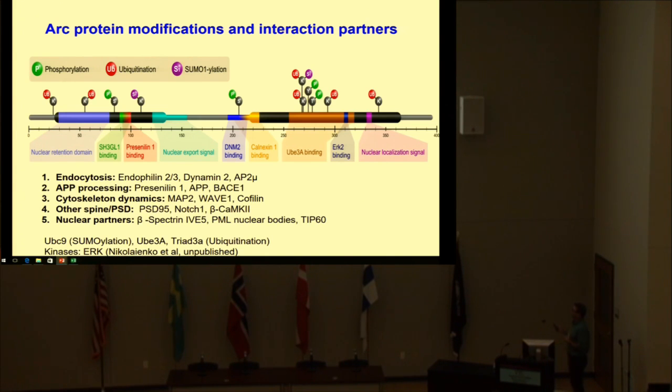Let me see. So we know then that it has these two domains, and a number of post-translational modifications have been identified, and some of these are by us and that we're still working on. ARC is known to undergo sumoylation. We see that it's phosphorylated. As I mentioned, it's also ubiquitinated.